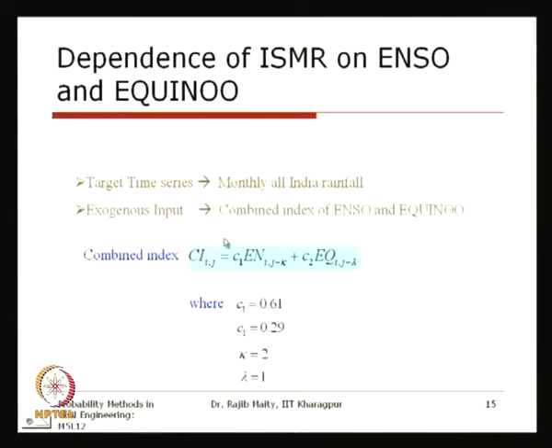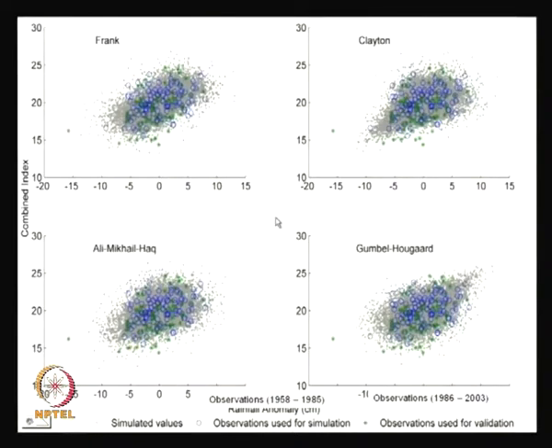Now, how do we get this combined index? The combined index for the ith month and jth year is the kappa month lag of this ENSO index and the lambda month lag of this EQUINOO index, multiplied by C1 and C2, and these values C1, C2, kappa and lambda are also obtained from other analysis. So, finally, by using these parameters and these indices, we get another time series, Ci, which is known as the combined index. So we have the monthly all India rainfall and the combined index, two time series available to us.